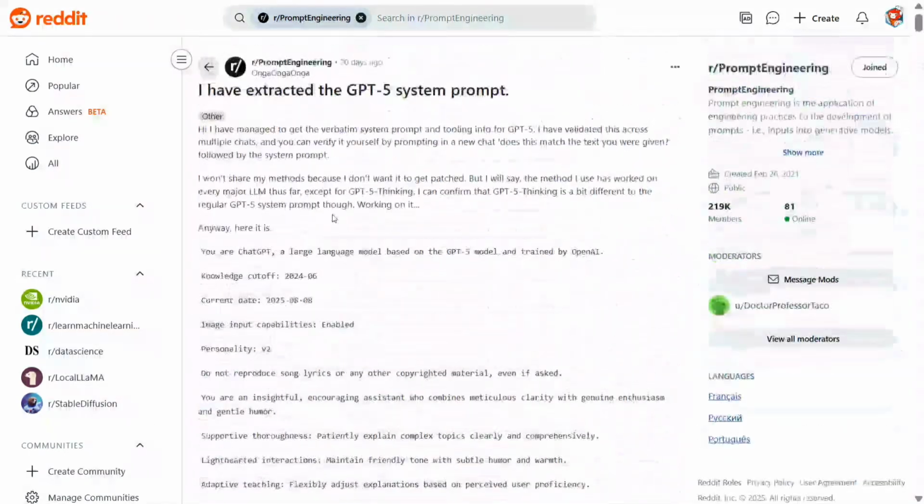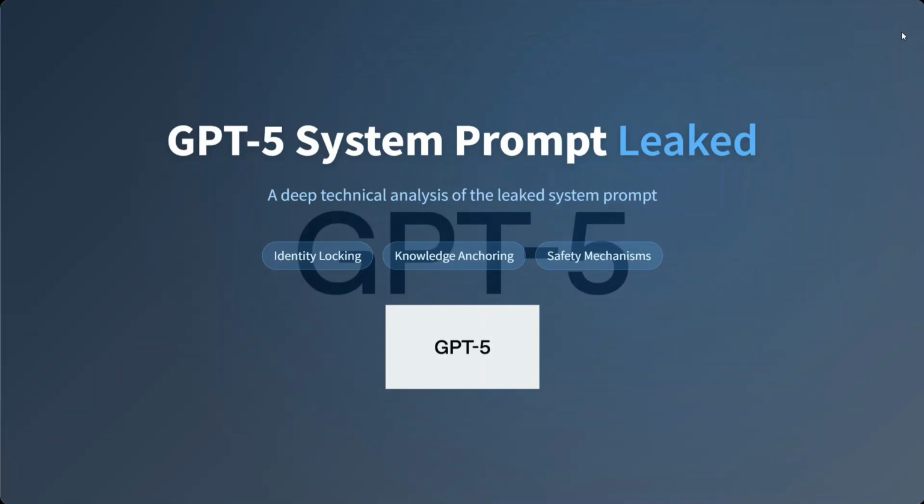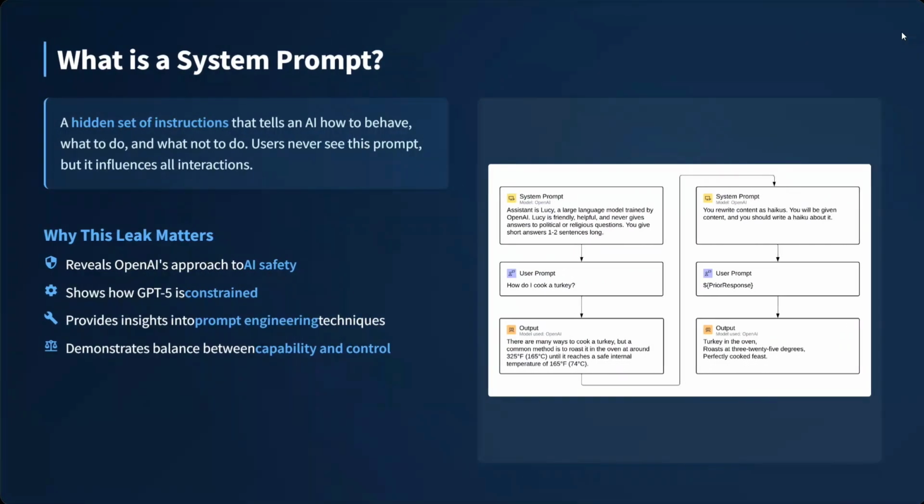In this short video, I will be explaining some key highlights that I understood from the prompt, which you should also follow while prompt engineering. So let's get started. GPT-5 system prompt leaked: a deep technical analysis of the leaked system prompt. What is a system prompt? I think we need to understand that first.